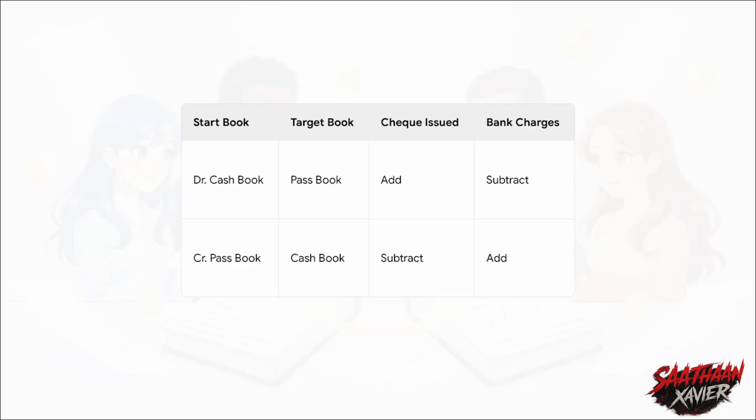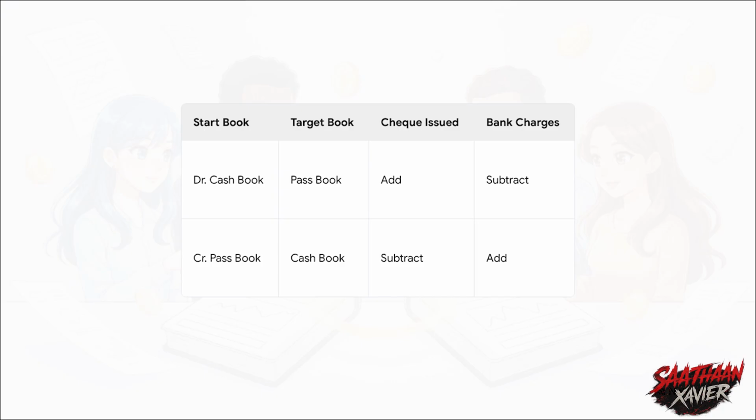Okay, so if you start with a cash book, the passbook is your target. Let's take a check issued but not presented. You already subtracted it in your cash book when you wrote the check, right? But has the bank, our target, subtracted it yet? Nope, because the supplier hasn't presented it. Since the target passbook is still higher, you must add it back to your starting balance so you match them.